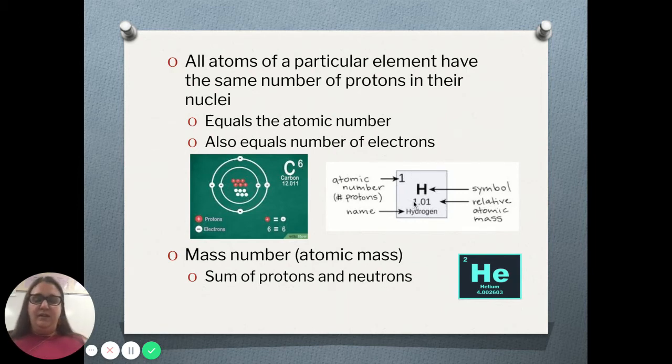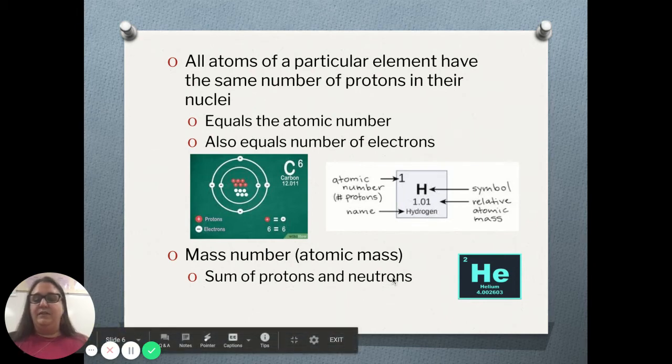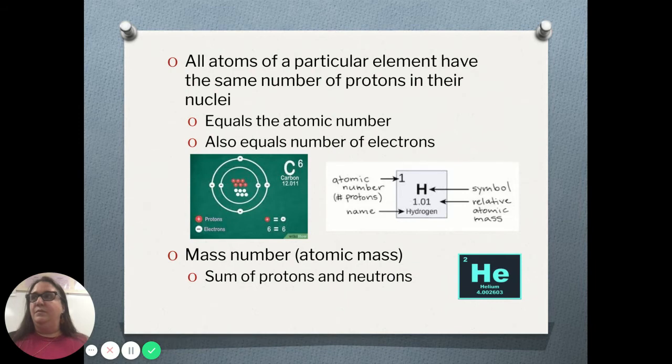Here's a copy or a cut and paste from a periodic table, and it's labeled. So your atomic number of 1, this happens to be hydrogen, H is the symbol. This is the number of protons, and it would also have 1 electron, and the relative atomic mass is 1.01. So the mass number or atomic mass is the sum of the protons and the neutrons. And remember, again, neutrons don't have charge.